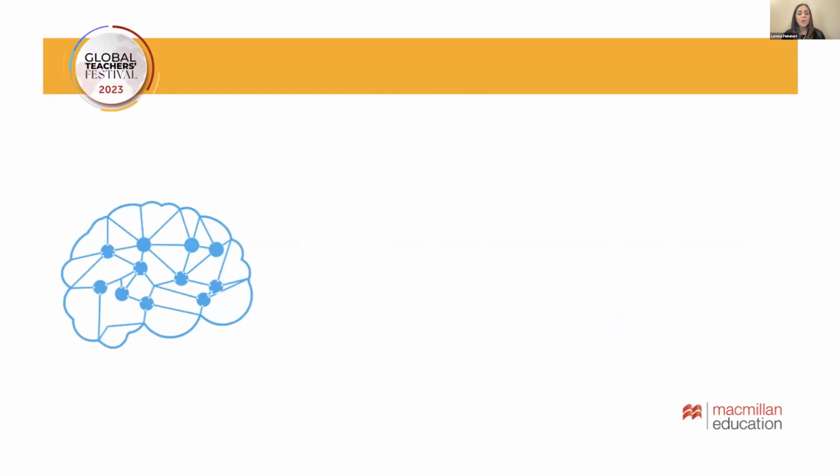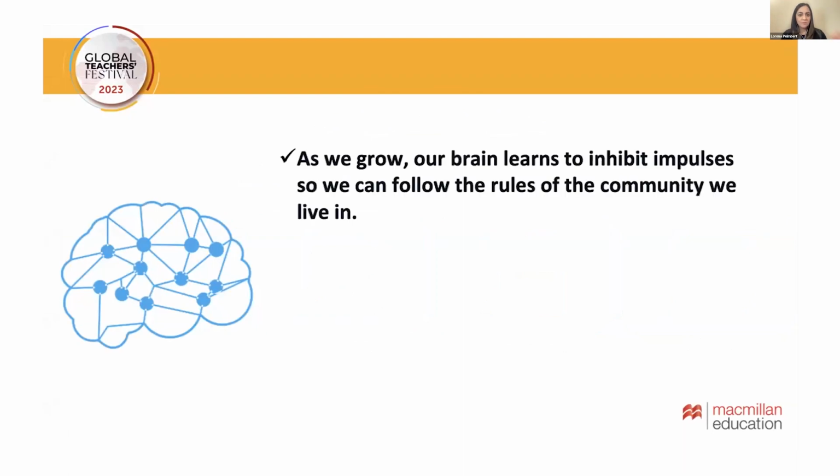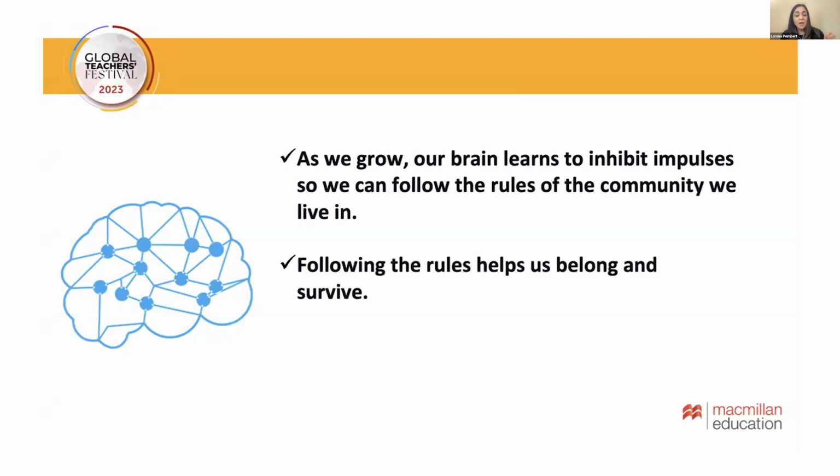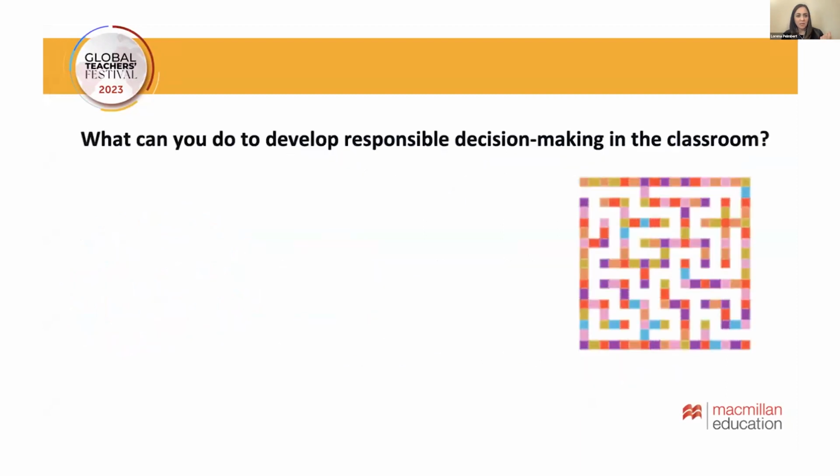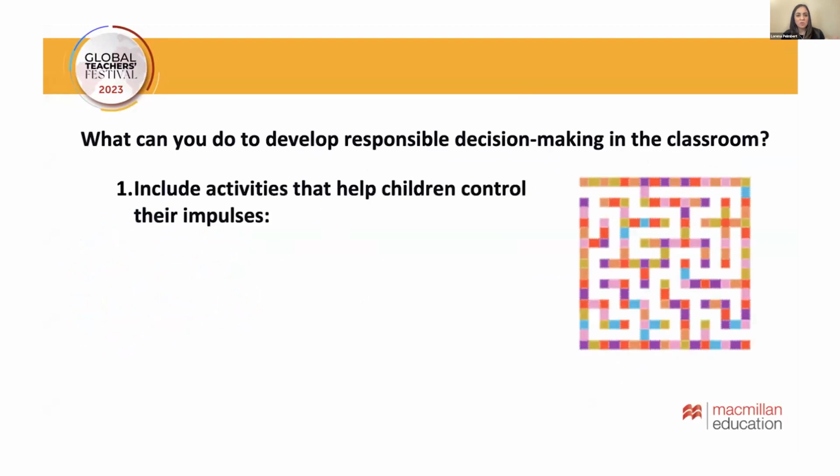Yes? Okay, so as we grow, our brain learns to inhibit impulses so we can follow the rules of the community we live in. Following the rules helps us belong and survive. And learning to control our impulses also helps us self-regulate so we can learn to wait, take turns, and reflect before acting. Okay, so what can you do to develop responsible decision-making in the classroom?